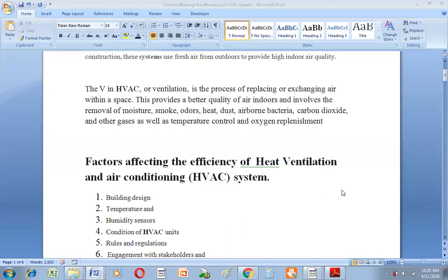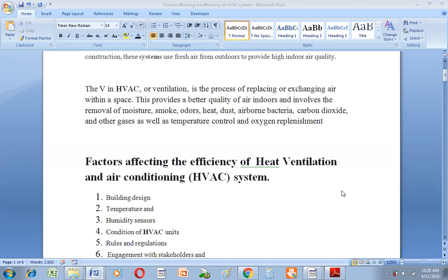Then temperature. What is the temperature setting? Whether we set the HVAC system at 20 degrees or 22 degrees or whatever is according to our requirement. Then humidity sensors. What is the humidity requirement in the room or in the hall? It depends on the humidity sensors. Which sensors are used? How are they working? This is also one of the factors which affect the efficiency of the system.